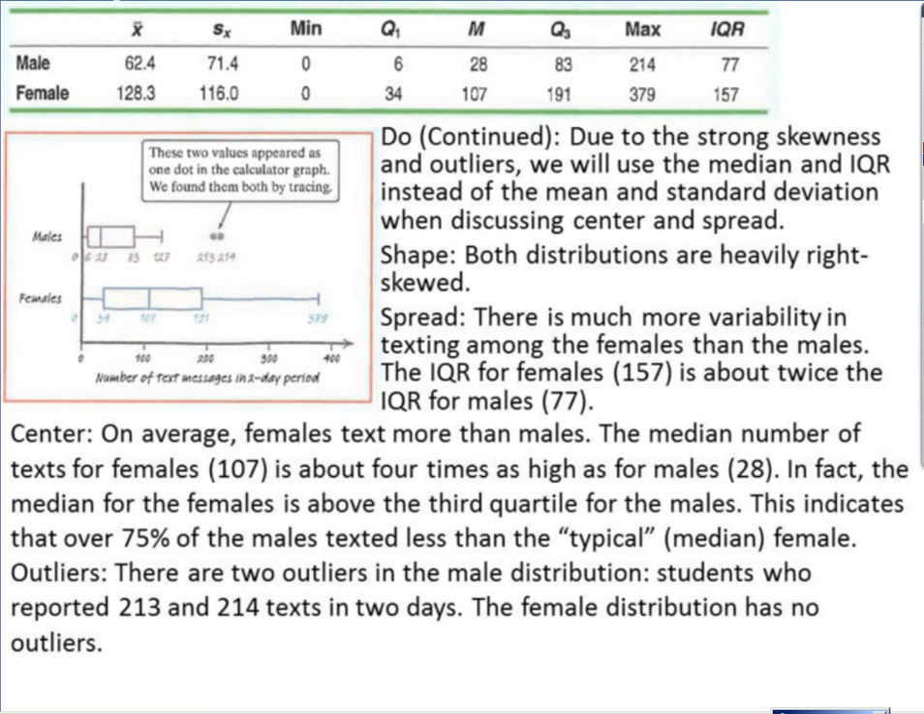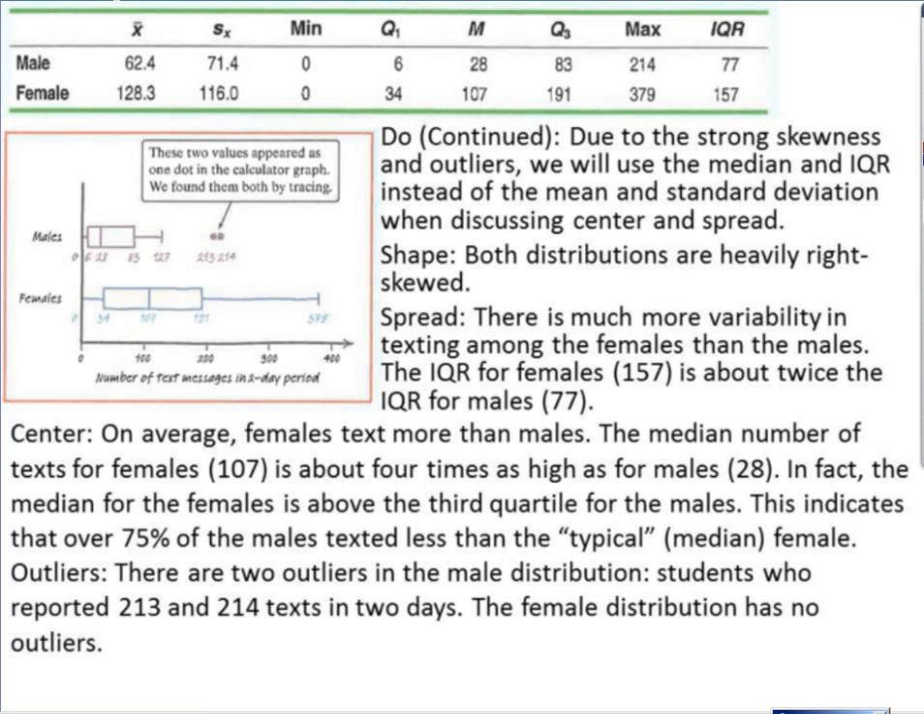The median number of texts for females is 107, which is about 4 times as high as the males, which is 28. In fact, the median for females is above the 3rd quartile for the males. This indicates that over 75% of the males text less than the typical, which is the median, female. Note we did not put the average female because that would be indicating the mean instead of the median.